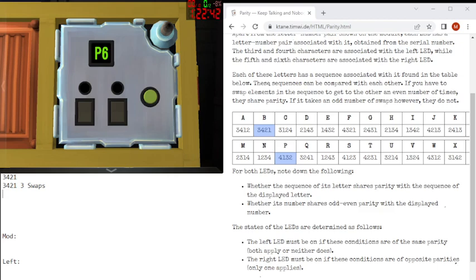And so that's what the manual is actually talking about here. If you have to swap elements in the sequence to get to the other an even number of times, they share parity, right? So in other words, if it takes an even number of swaps to get from this string, 3, 4, 2, 1 to this string 4, 1, 3, 2, then they have the same parity. But if it takes an odd number of swaps to get from one to the other, they have a different parity.